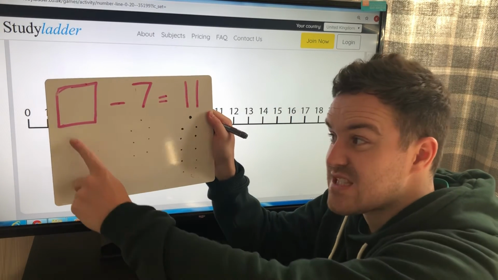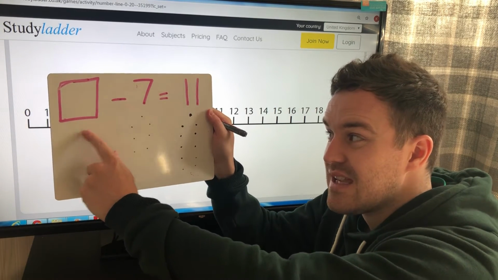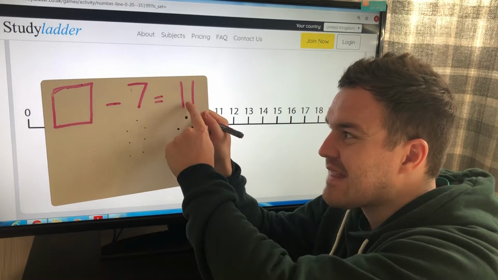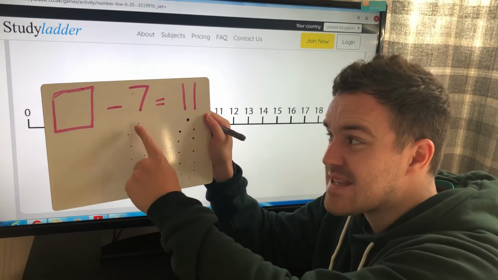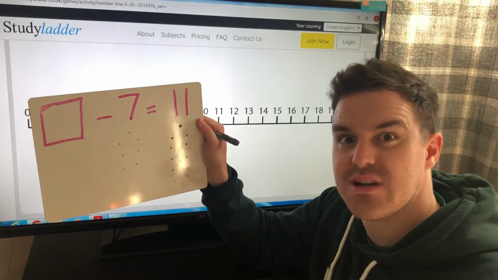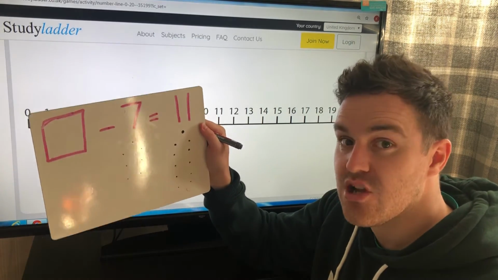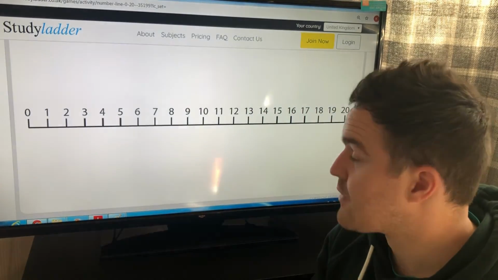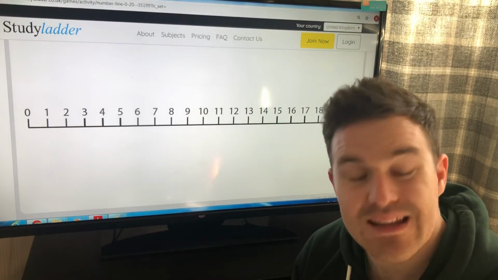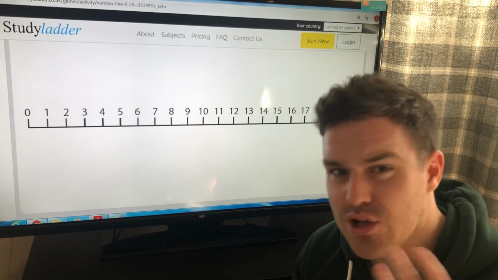To find out what Christopher had at the very beginning, even though that says takeaway, we're going to add this number to this number, and it's going to take us back to what he had at the beginning, because he gave away 7, but he wants them back again. So we're going to have to add those two numbers together. So 11 add 7, because he has 11 now, and he wants his 7 back.